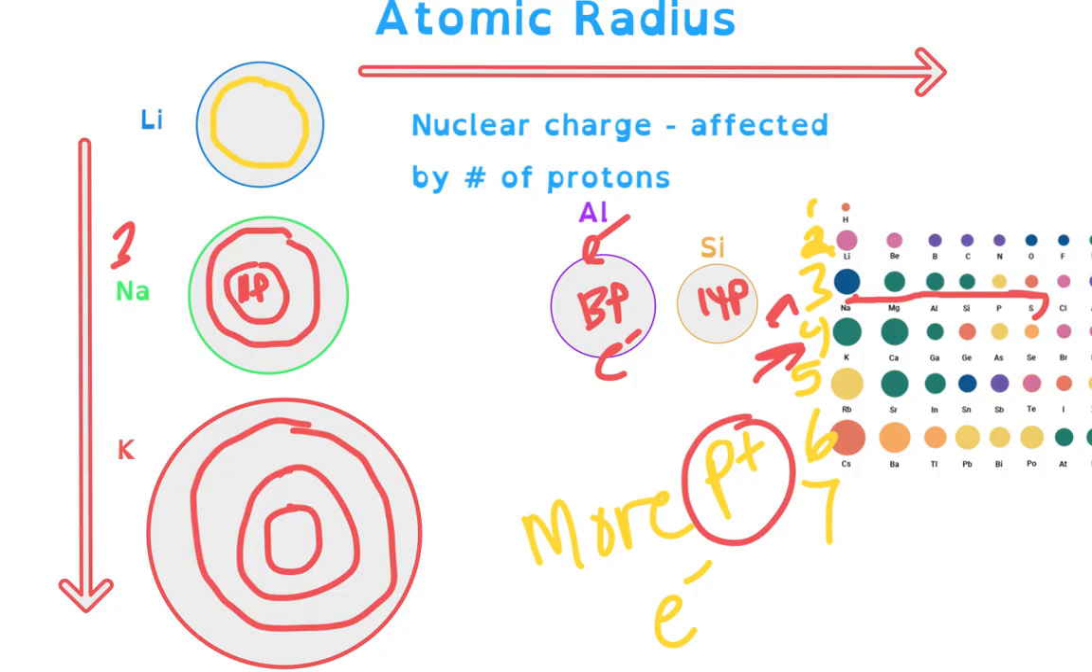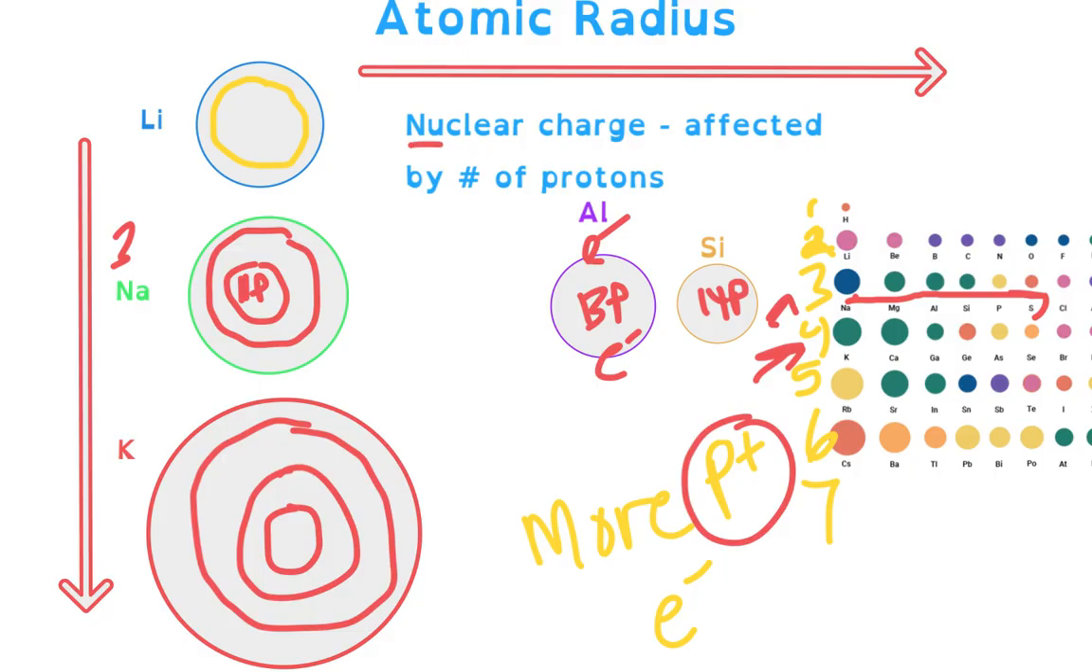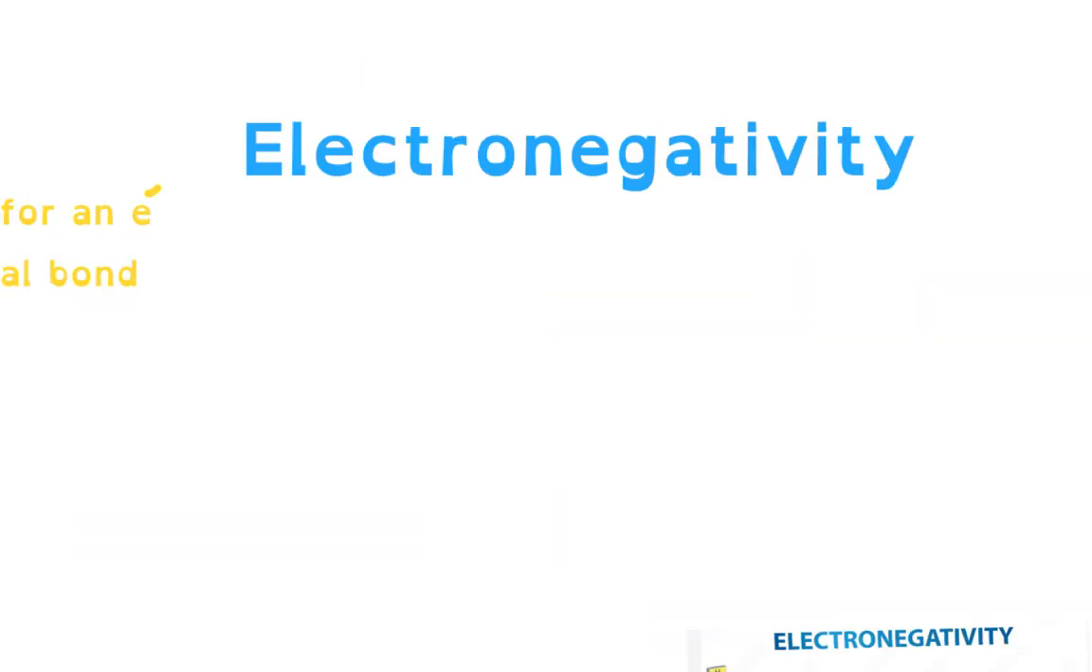So that number of protons we actually call the nuclear charge, okay? The nuclear charge. And the greater the nuclear charge, the greater the attraction for the electrons, okay? So if you have a greater nuclear charge, the more protons you have, the greater the attraction of the electrons. Know that.